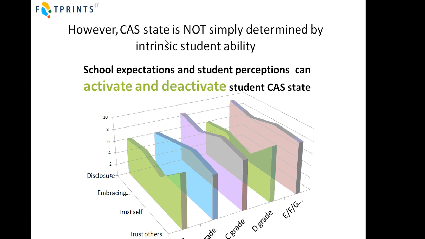We found that CAS state is not simply determined by an intrinsic student ability, but that environmental factors such as the school's expectations and indeed the student's self-perceptions can, what we call, activate and deactivate student CAS state. This is a very interesting chart.